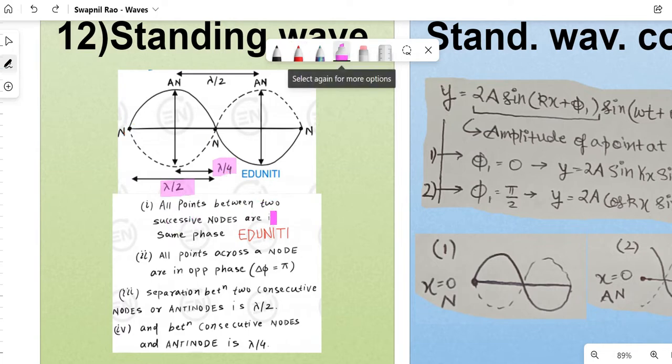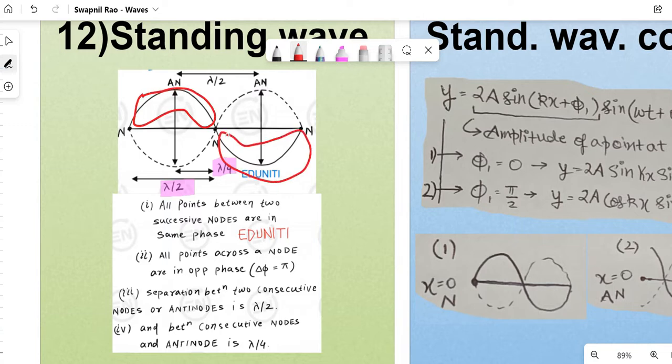All points between two successive nodes are in the same phase, which means between this node and this node, all of them are in the same phase. Even this, all of them are in the same phase. As you can see, this is in the same phase and this is in the same phase. So that's what it means. That is point number 1. Point number 2, all points across a node are in opposite phase, which means across this node, the points across a node are in opposite phase, which means delta phi would be equal to pi.